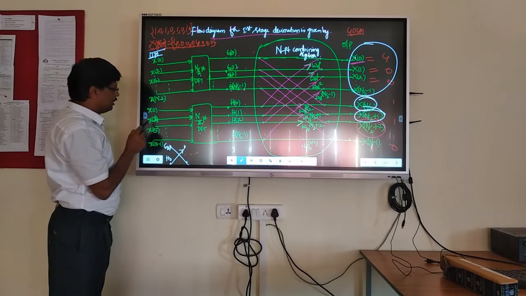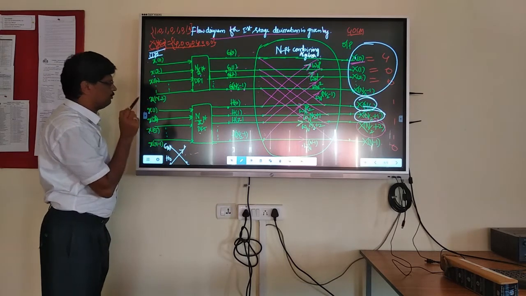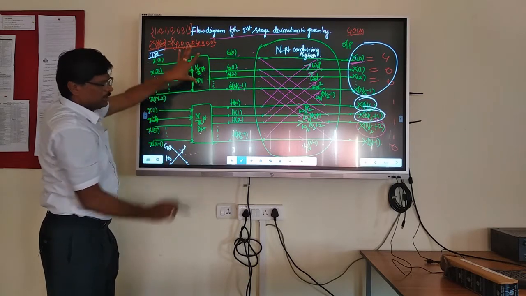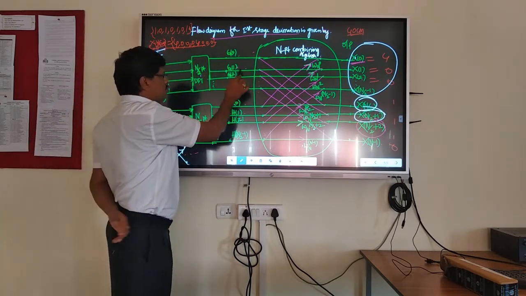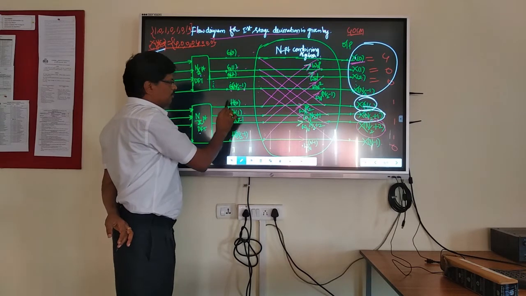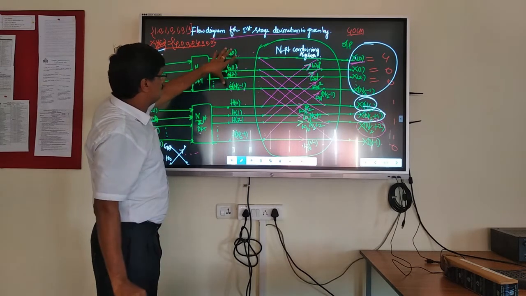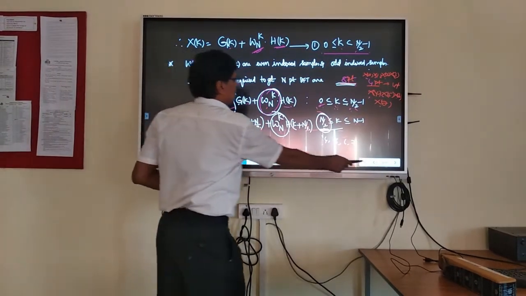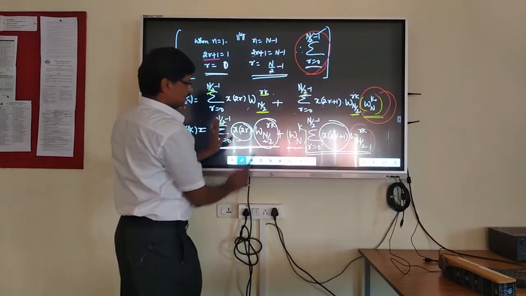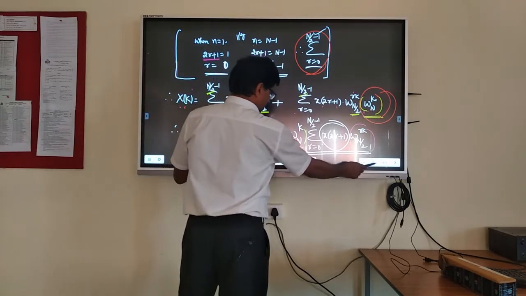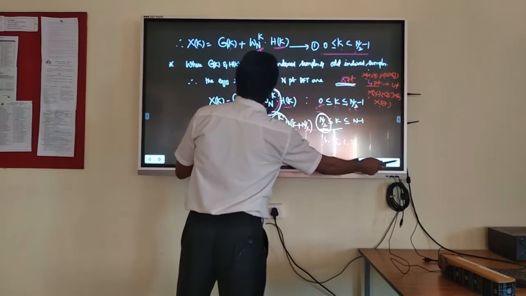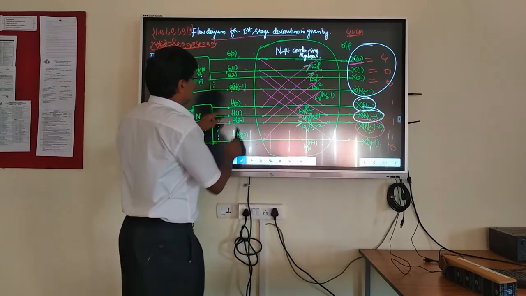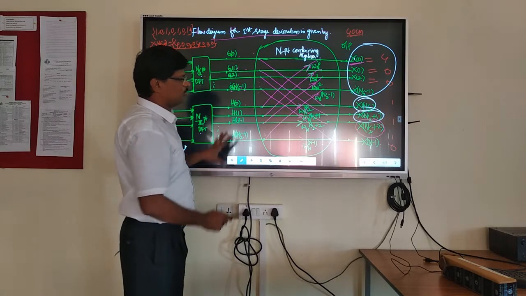Then the time domain odd inputs: x1, x3, x5, up to x of N minus 1. So these are the odd inputs. N/2-point DFT, N/2-point DFT. Outputs are G0, G1, G2, G3, up to G of N/2 minus 1. This is for the even samples. See this? This is for the even samples. This is called G, I told you. G of k. Now similarly, this is H: H0, H1, H2, up to H of N/2 minus 1.